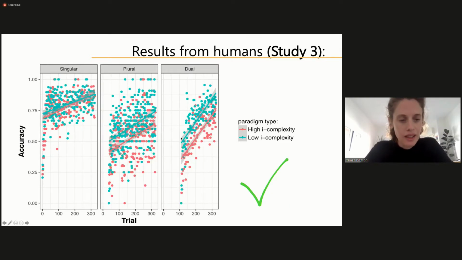And only in the 3rd study, we did see an effect of I complexity, when the design here was identical to the design in study 2, but we ran it with more participants, 50 participants in each condition, rather than 30 in the previous experiments.